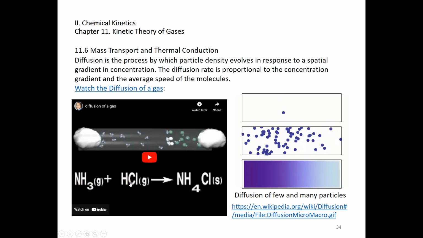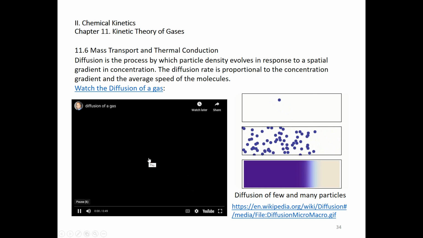The average speed is proportional to the square root of 1 over m, where m is the mass of the gas particle. So since ammonia is much lighter than HCl, it travels faster than HCl. Now let's watch the video.